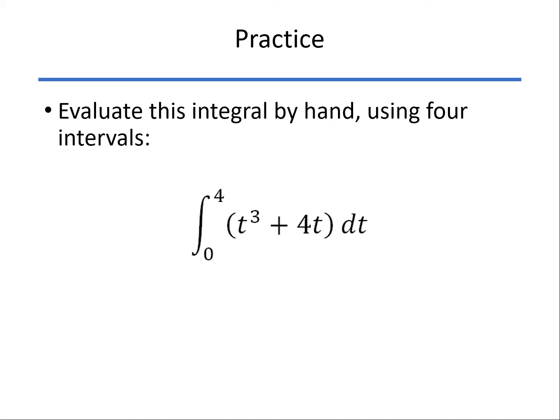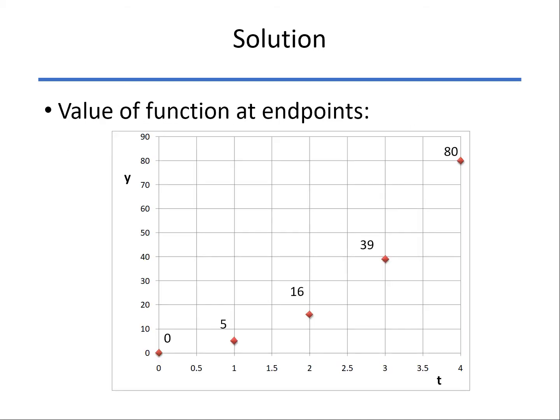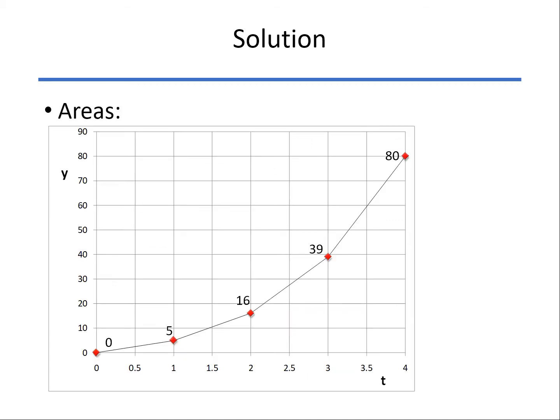For each one of those, we'll illustrate here on the graph, you want to calculate the value of the function. So those values are shown here. And they're going to be connected by straight lines. And so the areas will be calculated by the trapezoid area formula.